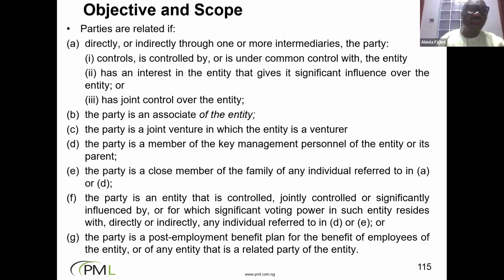So let's go to point E. The party is a close member of point D: a member of the key management personnel of the entity or its parent. Key management personnel are people that have responsibility for formulating the financial and operating policy of that business. People that set the tone and guide the affairs of that entity are key management personnel. If you are a close family member, their spouse or equivalent, or their children, you are also considered a related party. Point F: if these people have a company that they control or influence, then that entity is also considered a related party.